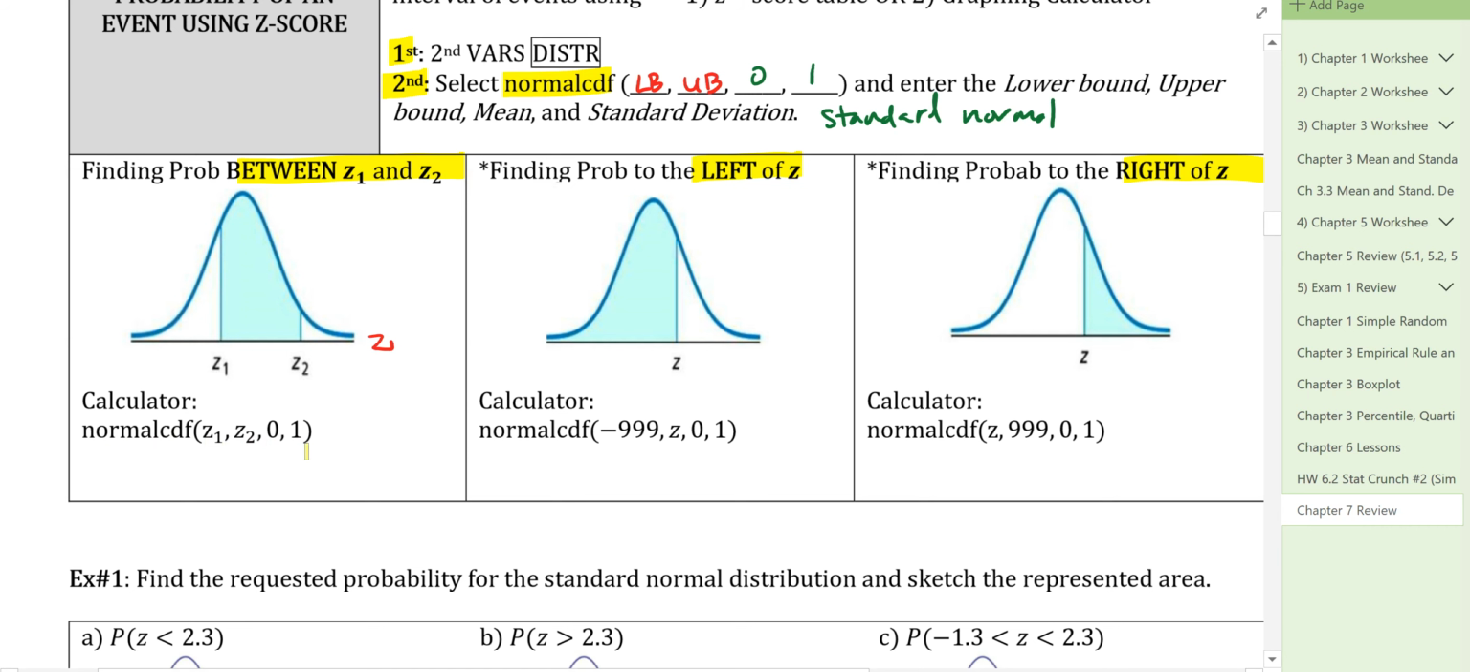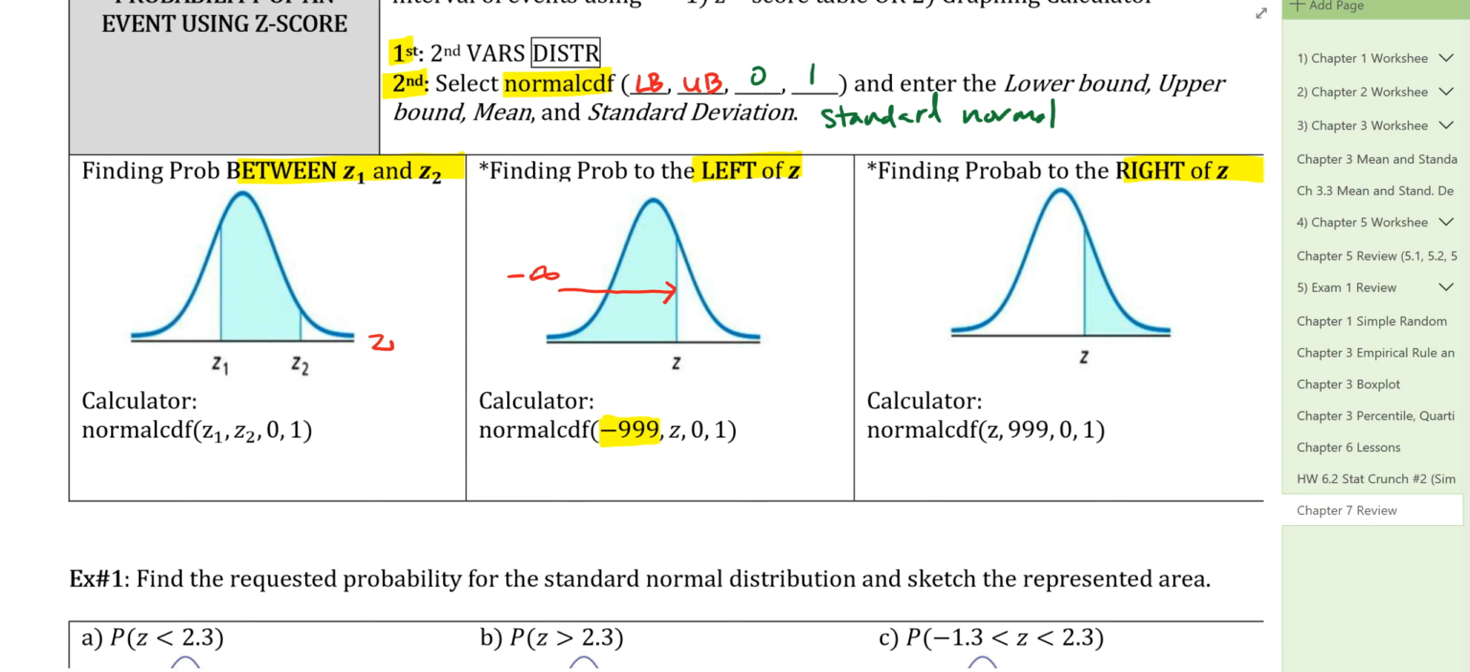For the left tail, normal CDF, negative 999. I'm using negative 999 to represent negative infinity here, because I'm finding the area from the left all the way up to z. On the left-hand side is negative infinity, so we add a big negative number to represent that. So we use negative 999.